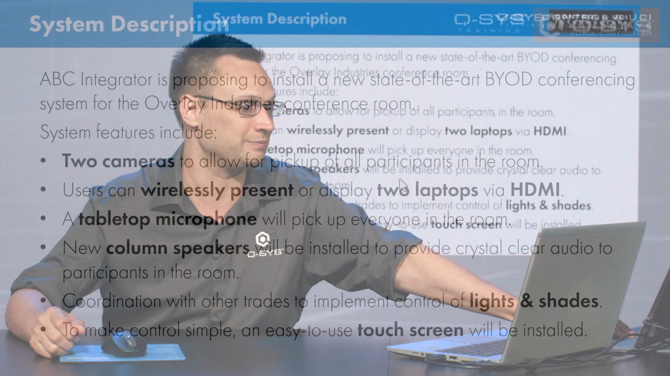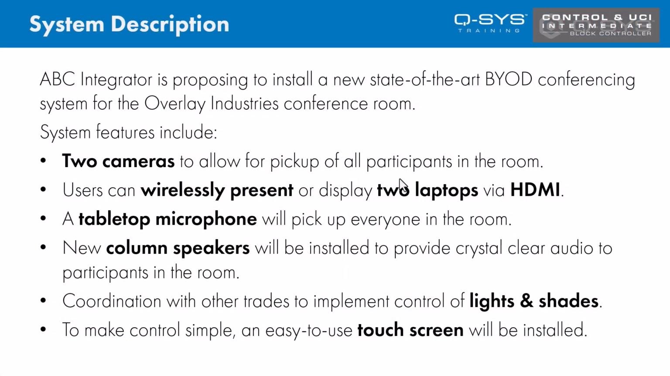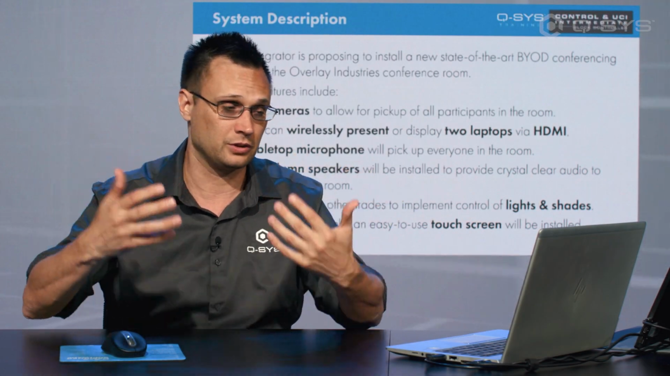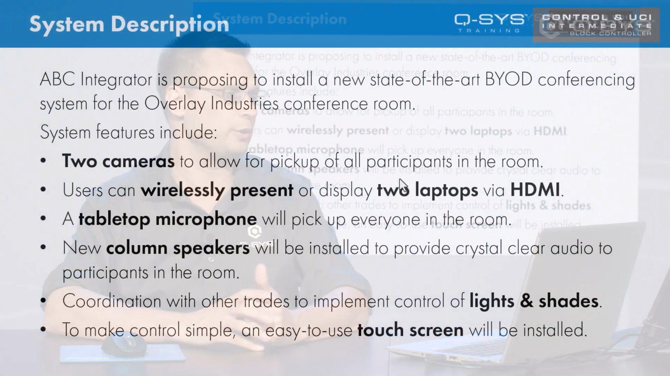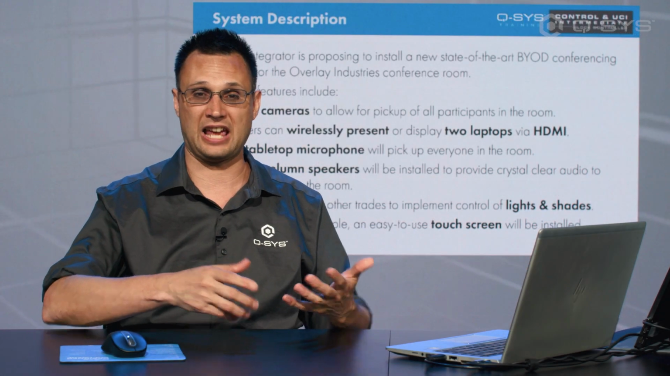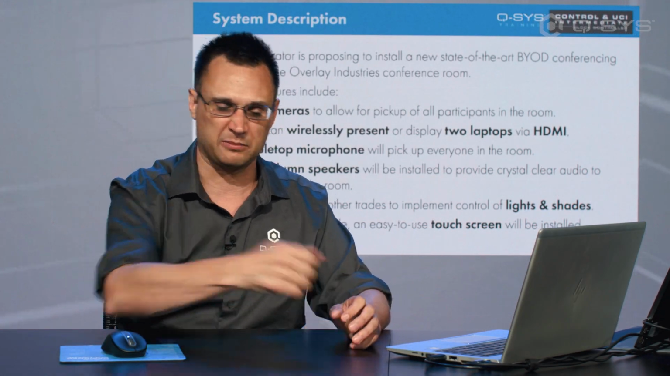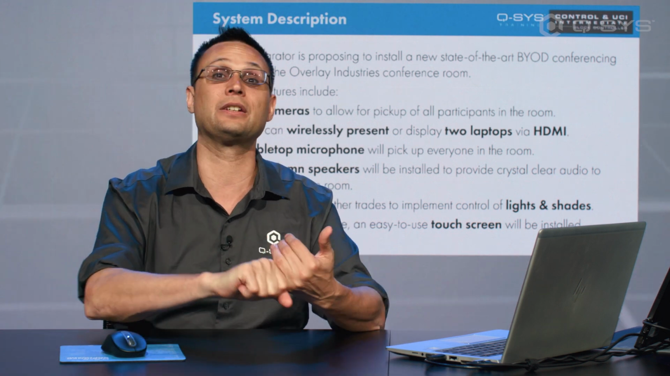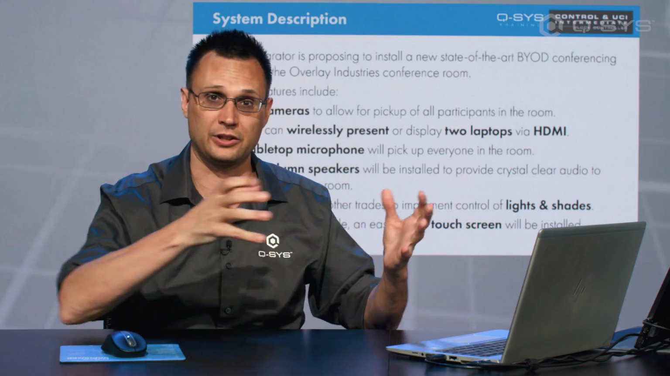So that's wonderful. This system is going to include 2 cameras to allow for pickup of all the participants in the room. We're going to have a left camera and a right camera in the front of the room looking at the conference table. Users can wirelessly present or display 2 laptops via HDMI. So there are 2 HDMI cables, right, in the middle of the table. They can pull one out and connect it. There's also a wireless HDMI receiver in the room that you can log into remotely and share some content without having to plug your computer in.